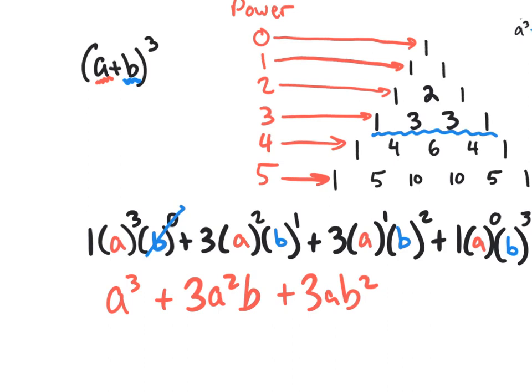And last but not least, over here, we have a to the 0. That cancels out. It becomes 1. So what you really have is 1 times b to the third. That's just b to the third at the very end, plus b to the third. There's our answer for this problem, the binomial a plus b raised to the third power.